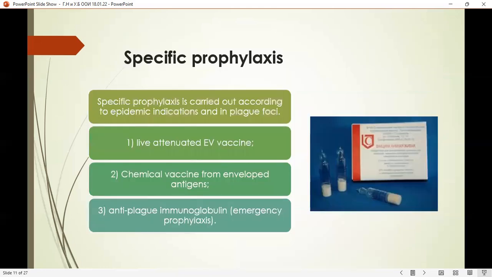Specific prophylaxis is carried out by a live attenuated vaccine based on the EV strain. Vaccines are used according to epidemic indications in epidemic foci. After vaccination, immunity develops lasting up to 6 months, and the vaccine is administered once using a needleless injector. A tableted live vaccine from the EV strain for oral administration, as well as a vaccine for inhalation use in emergency situations, has been developed.